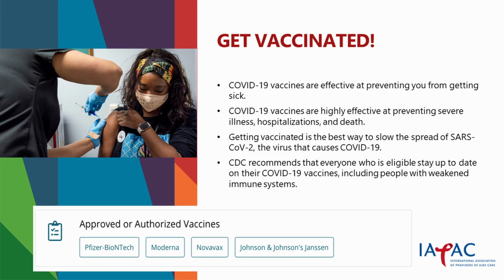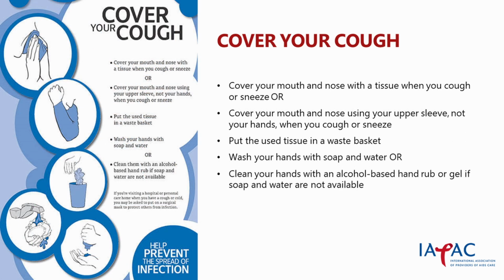The other thing is to get vaccinated. COVID-19 vaccines are effective at preventing you from getting sick. The vaccines are highly effective in preventing severe illness, hospitalizations, and death. Getting vaccinated is the best way to slow the spread of SARS-CoV-2, the virus that causes COVID-19. And the CDC recommends that everyone who is eligible stay up to date on their COVID-19 vaccines, including people with weakened immune systems.